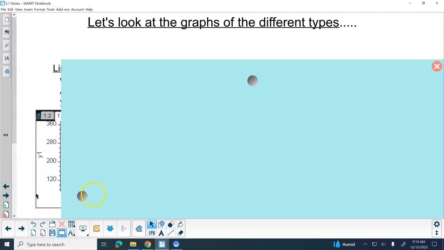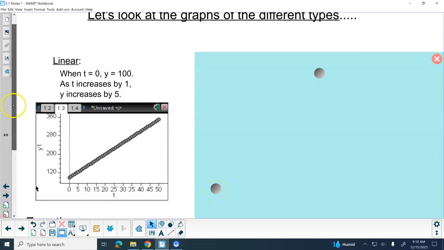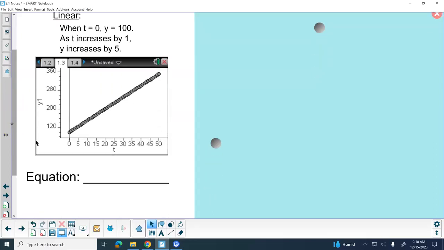Graphically, okay, a linear function looks like this. It graphs into a line. Okay? And so the equation of a linear function is our old friend y equals mx plus b. And in this particular case, it has a constant change of 5, and it starts at 100. So it'd be 5x plus 100 would be our linear equation, linear function.